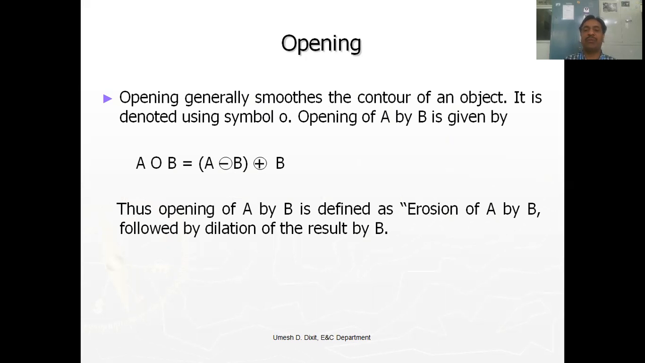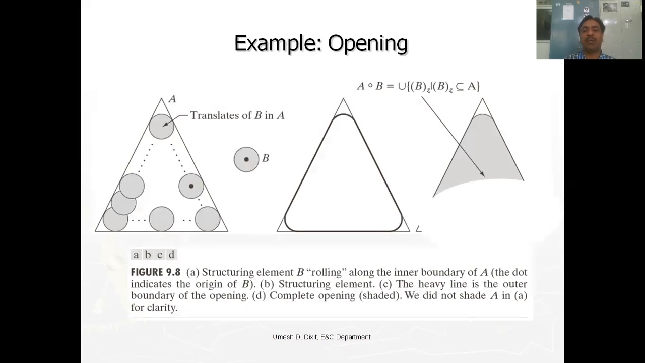Here we are going to look at how this opening operation works. The opening operation can be thought of as rotation or rolling of the structuring element inside the original image. Here we have a very good example to understand the concept of opening. Assume that this is the set A, the original image, which is a triangle, and we have a structuring element which is a small disk, a small circle.